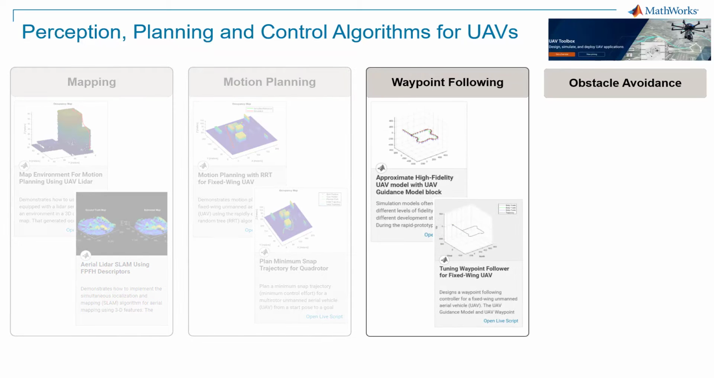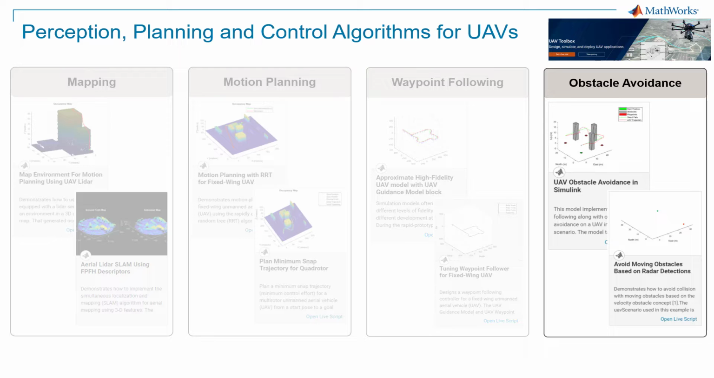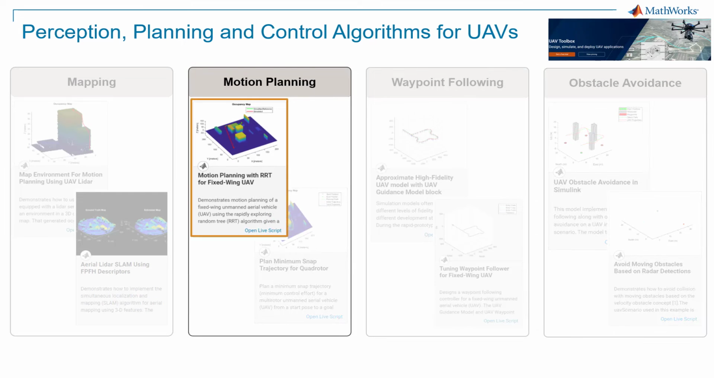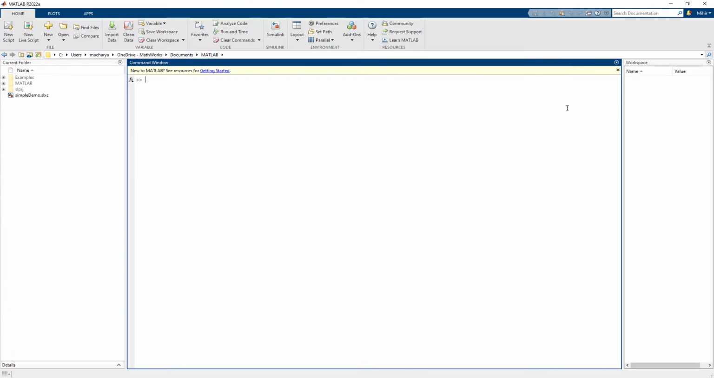Once you have the waypoints from the motion planning algorithms, you can model the aerodynamic constraints of a UAV and tune waypoint following algorithms to make the UAV follow the planned path. While the motion planning algorithms consider the obstacles that were known in the map, you can use obstacle avoidance algorithms to take over and send commands to the UAV when there is an unknown obstacle on the way. Now let's get back to motion planning and look at the example in MATLAB.